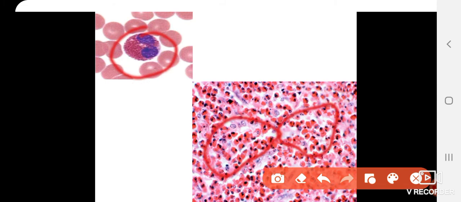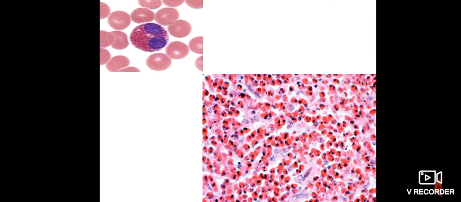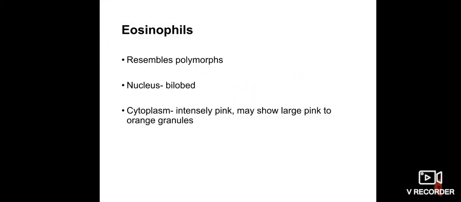So this is an eosinophil. You can see it in any allergic conditions or any cause of eosinophilia in the tissue, like in Hodgkin's lymphoma, in fungal infections, and in hypereosinophilic syndromes. So you will have tissue eosinophilia in that case.